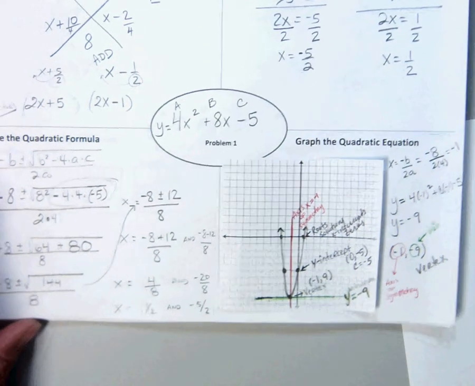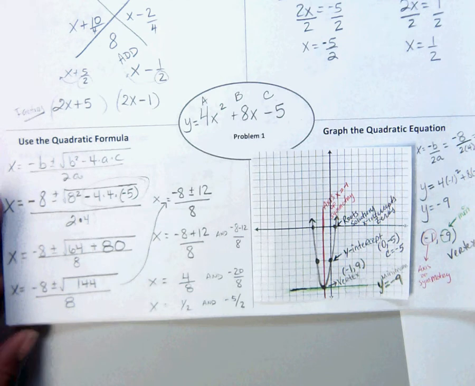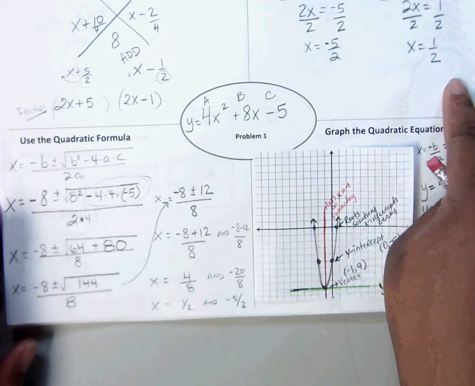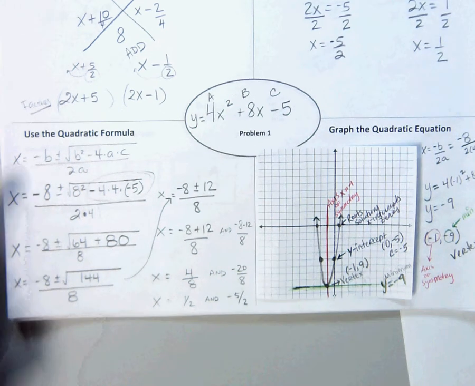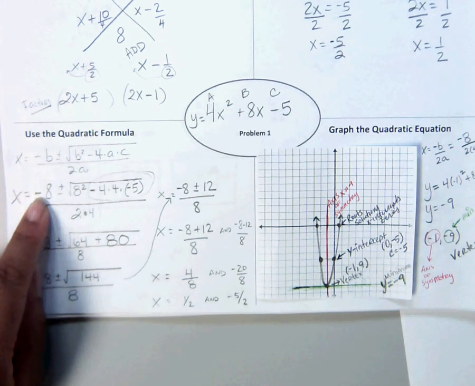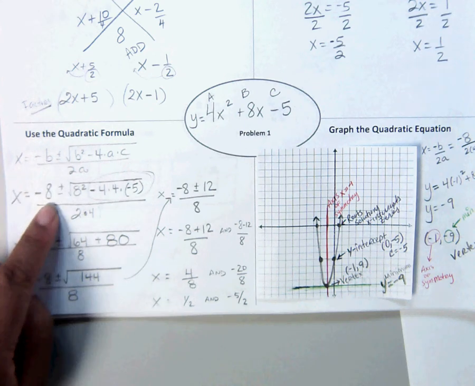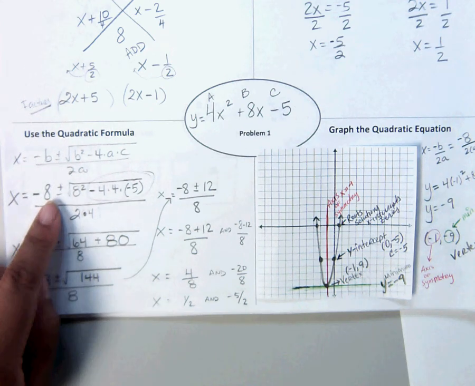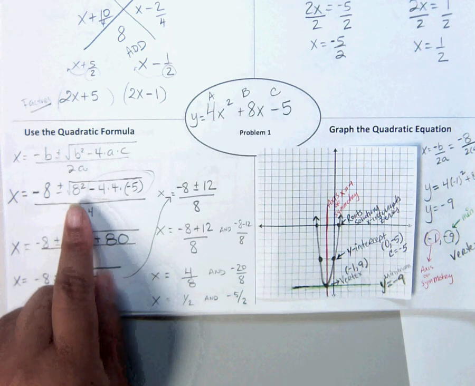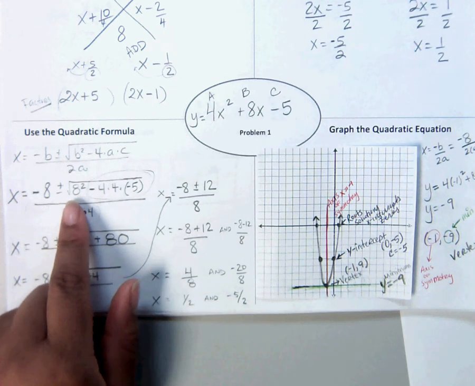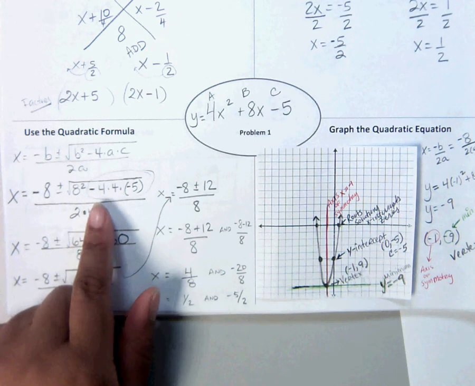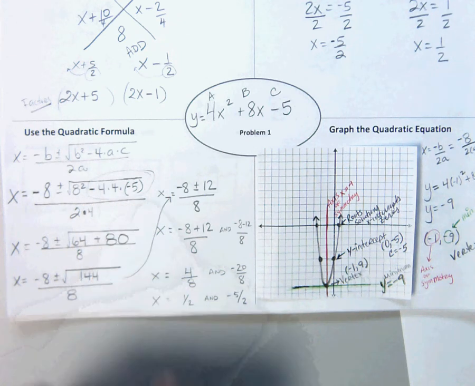Okay, now I want to use the quadratic formula to see if these two answers up here are correct. Are these really my roots? I plug everything in. B was 8, so I just wrote negative, and then I put in B, which was 8, plus or minus the square root of, I put in B, I squared it. I don't need parentheses around B because it's not negative. Minus 4 times 8 times C. C is negative 5, not 5.